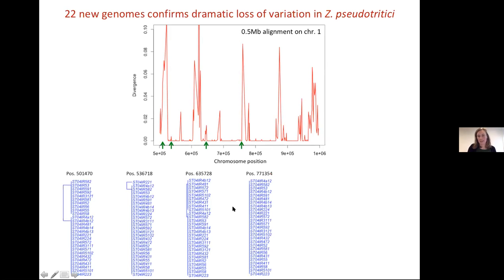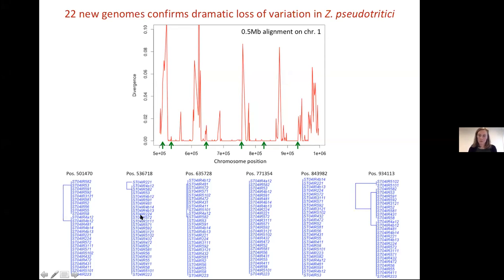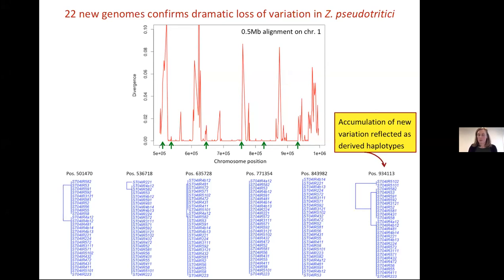pattern where we find these non-variable regions, 27 sequences that are identical to each other in very long stretches, interspersed between regions where we have 2 clearly defined haplotypes. The new thing is that with this new data, we can also identify new derived mutations that are accumulating since the hybridization event.